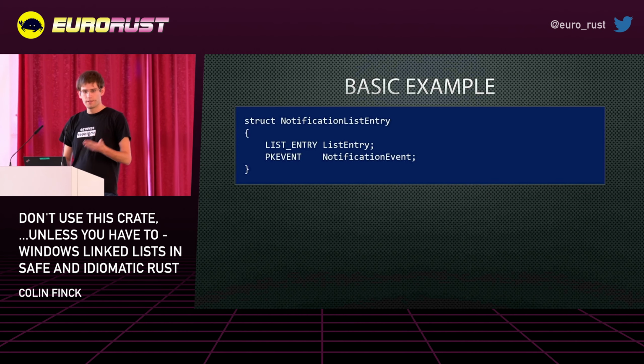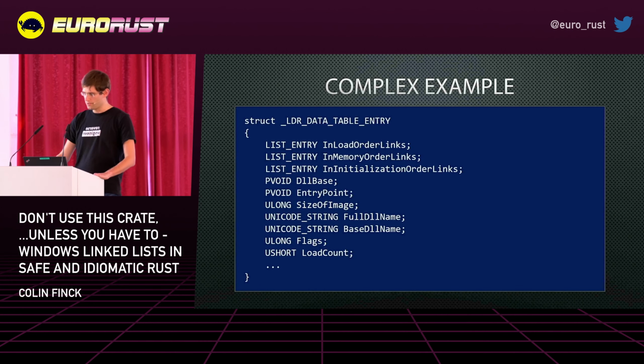So a basic example can look like this. This is entirely taken from a Microsoft sample driver, so it just manages notification events. And a more complex example, which I show here, is directly taken from the ReactOS PE image loader. What you see here is another property of Windows linked lists. A single element can actually be part of more than one list at the same time. So you have 3 list entry fields here, just for the same element in different lists. And that also means list entry is not necessarily the first field of the structure.